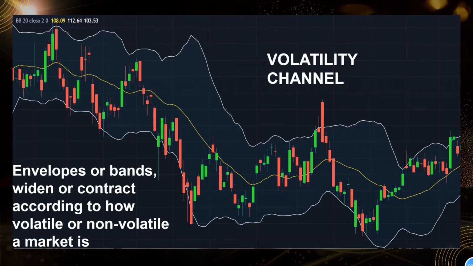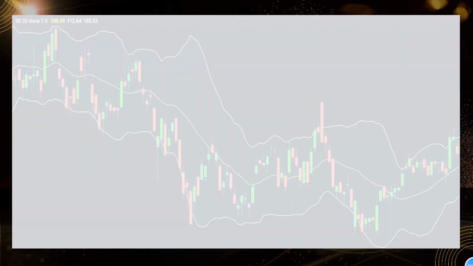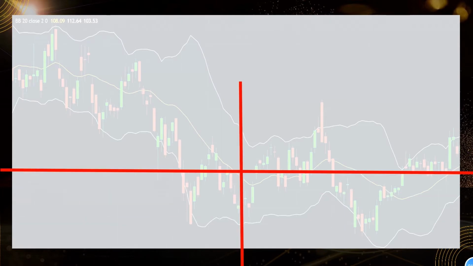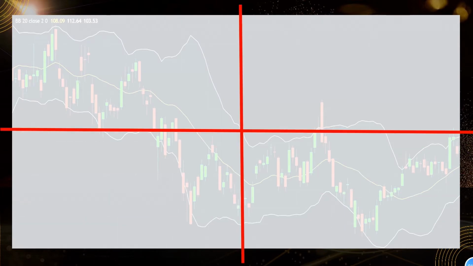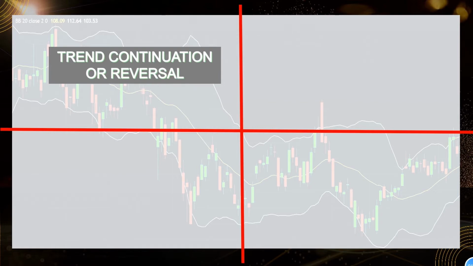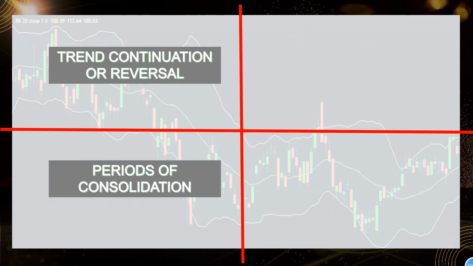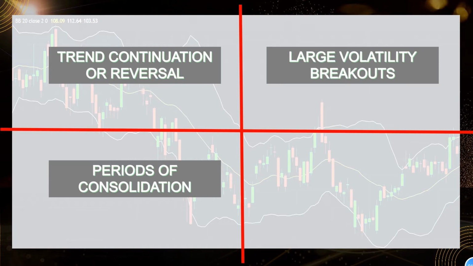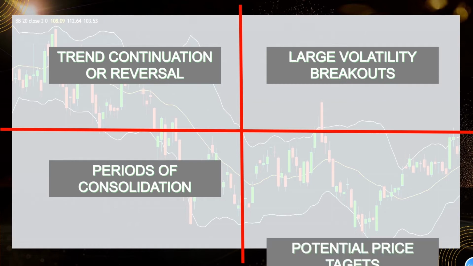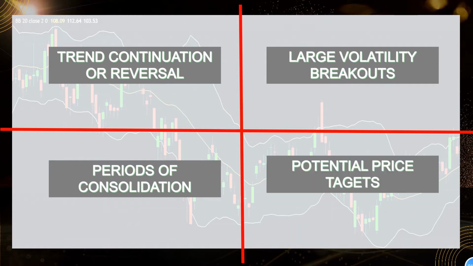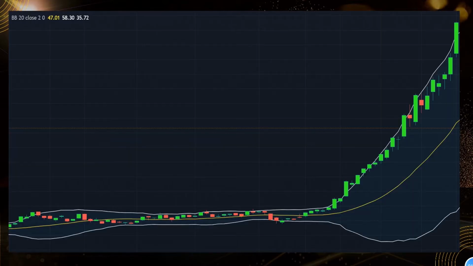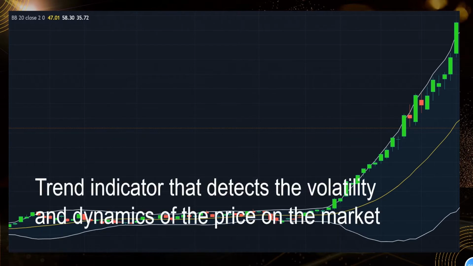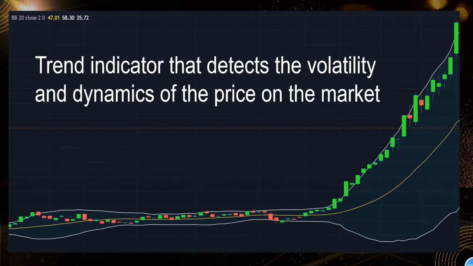Bollinger Bands measure market volatility and provide lots of useful information, including trend continuation or reversal, periods of market consolidation, periods of upcoming large volatility, breakouts, possible market tops or bottoms, and potential price targets. Bollinger Bands are a trend indicator that detects the volatility and dynamics of the price on the market.